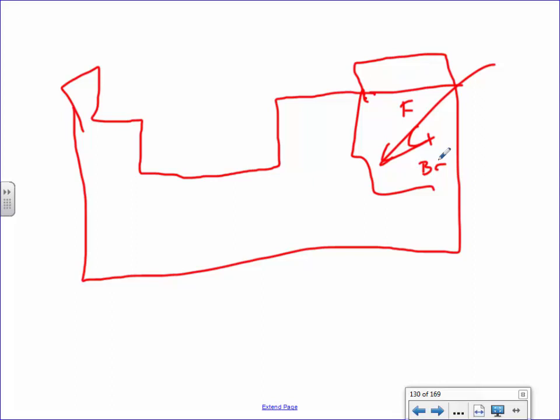Okay. Now I want to talk about why. So I need to remove this out of the way. Let's talk about why those have those charges. Is everybody able to write that down, though?